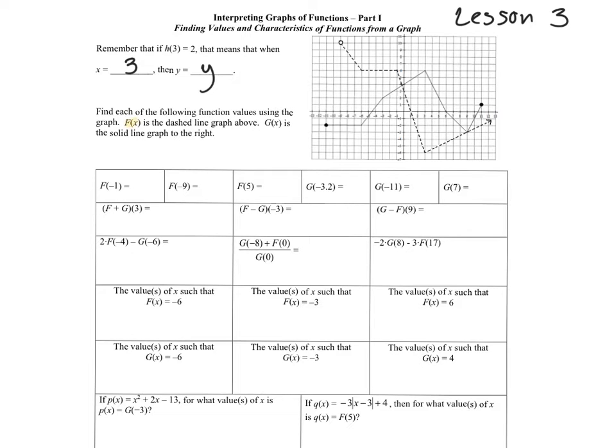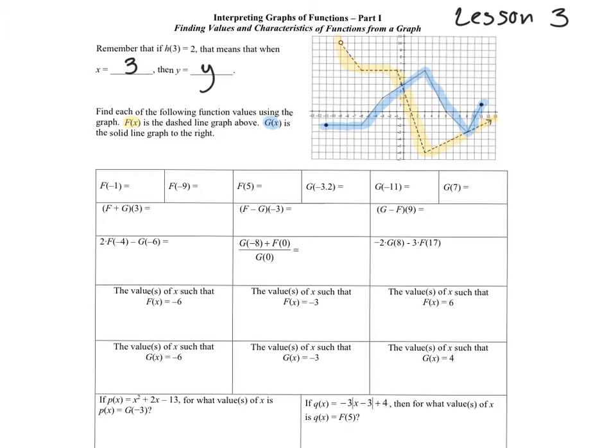So f of x is the dotted line right here. And g of x is the solid line. The only thing we're doing here is just looking at the graph and finding the y values for these x's and doing some math with them. So what is the function of f when x is -1?